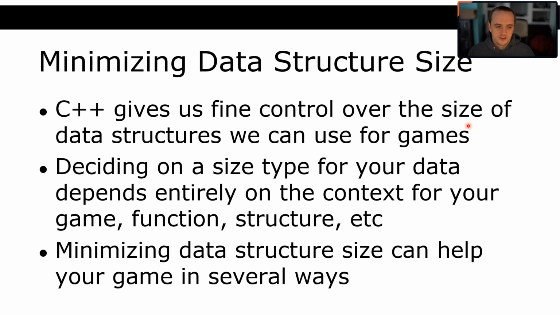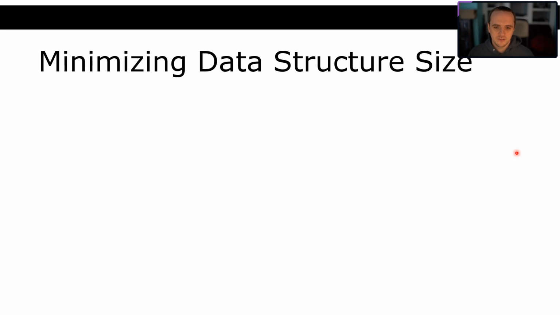Minimizing data structure size. Why would we want to do that? Well, first of all, C++ gives us really fine control over the size of data structures that we can use for our games. Deciding on the size of a type for your data depends entirely on the context for your game, your function, your structure, etc. And minimizing data structure size can help your game in several ways. So it's not just the obvious, hey, we're going to save more memory. It could also speed things up in other ways. So here are the ways that it can do that.